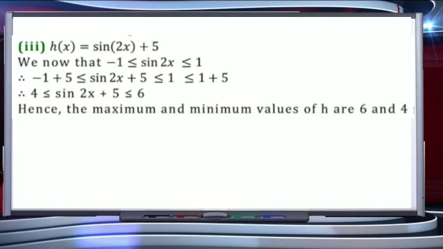Now the third part is h(x) equal to sine 2x plus 5. Students, we know that any value of sine or cos always lies between minus 1 and plus 1. So we add 5 on both sides. On one side it is 1 plus 5, whereas on the other side it is minus 1 plus 5. So sine 2x plus 5 will lie between 4 and 6. That means its maximum and minimum values are 6 and 4. Maximum 6 and minimum 4.